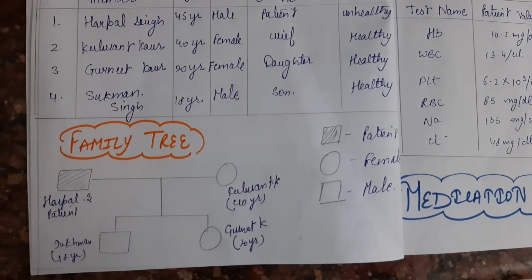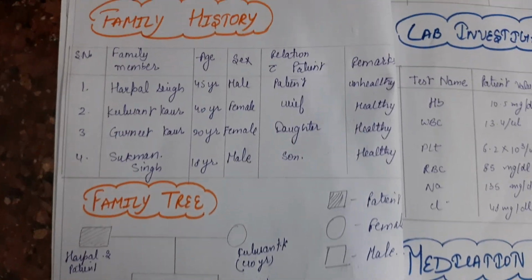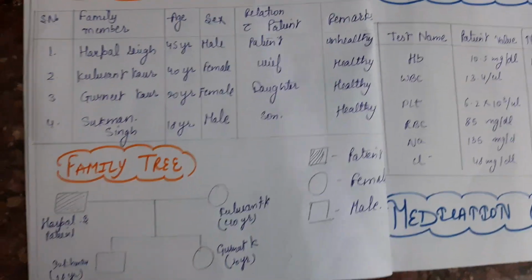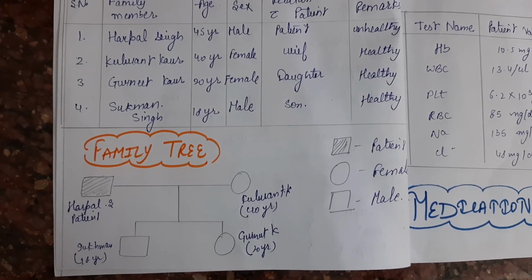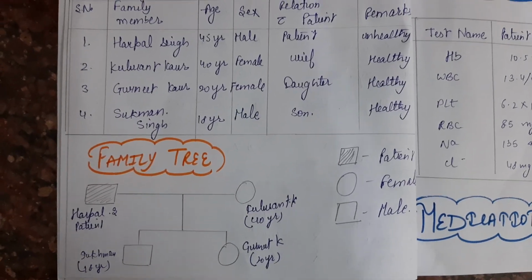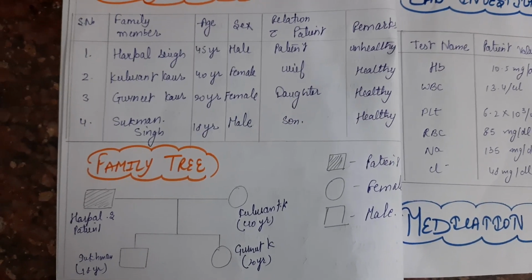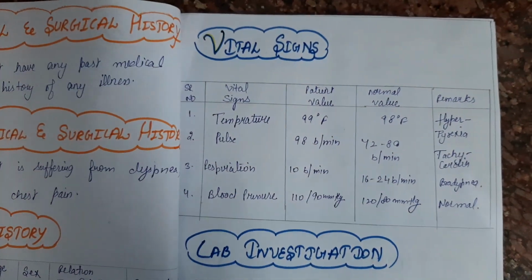Then we have to make the family tree. For example, okay, here the patient is Harpal Singh. Okay, he's unhealthy. So here is the wife Kulwant Kaur of the patient, and there are two children of the patient, one female and one male. So we have to make the proper family tree of the patient. After the family tree, we come to the vital signs.